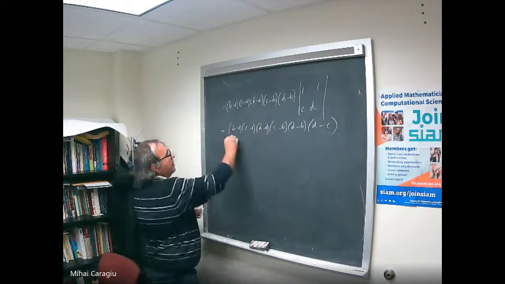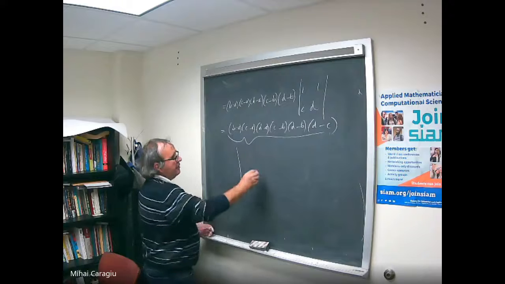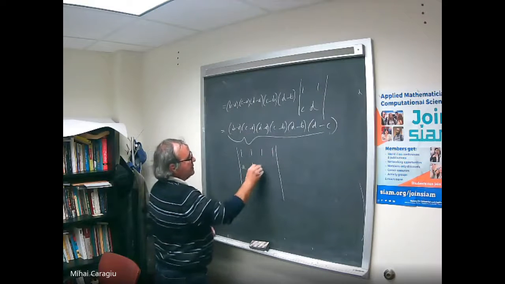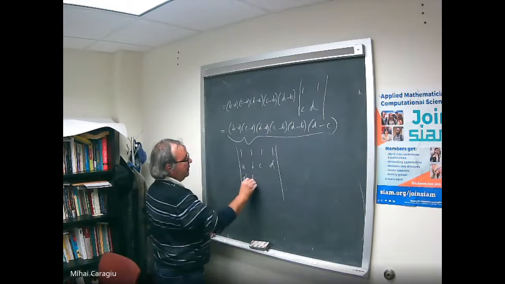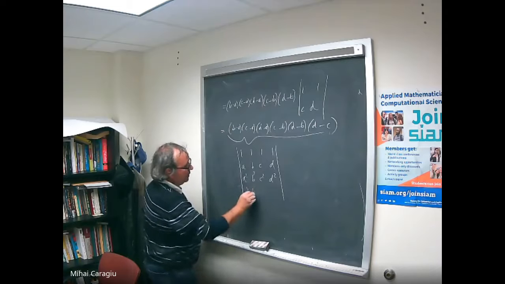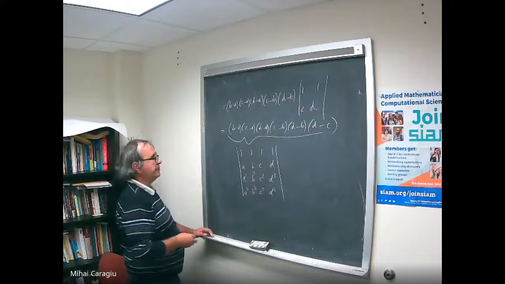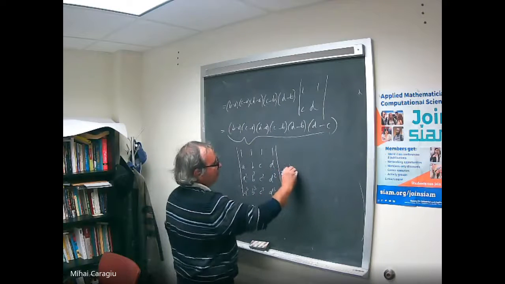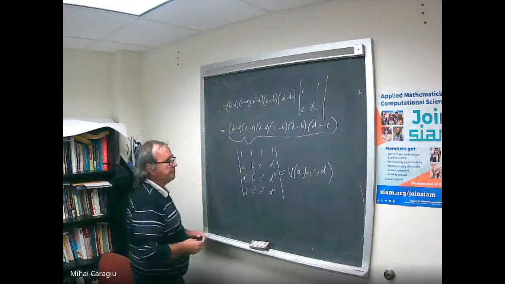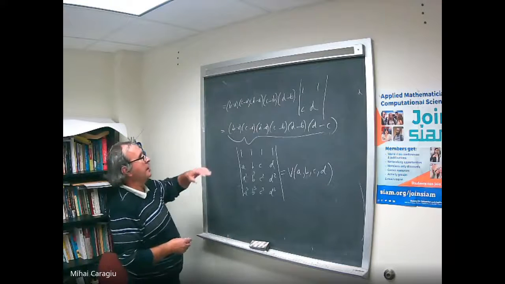So let me take our final result. Vandermonde determinant of 1, 1, 1, 1, A, B, C, D, A squared, B squared, C squared, D squared, A cubed, B cubed, C cubed, D cubed. So this is a Vandermonde determinant. You can say D of A, B, C, D. So look at this. What's the meaning of this product?